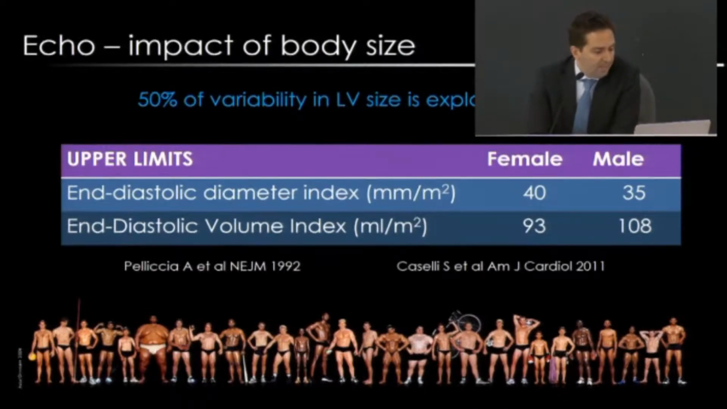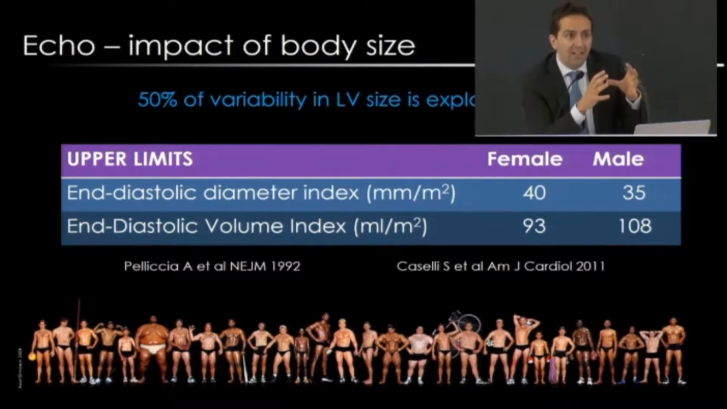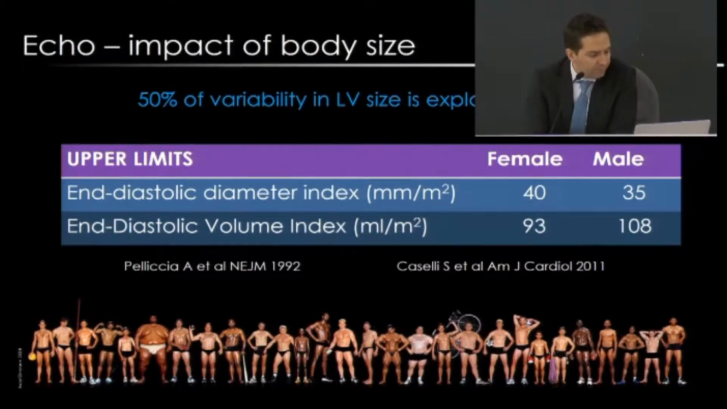Specifically, an enlarged left ventricle would be defined by values more than 40 millimeters per square meter in female athletes and more than 35 millimeters per square meter in male athletes. And in terms of volume, the cutoffs are 93 for female athletes and 108 for male athletes. So remember these values, because indexing the left ventricular size is important to the interpretation.